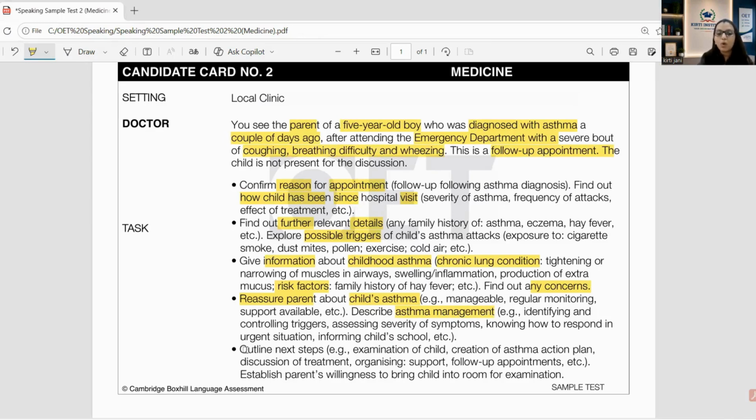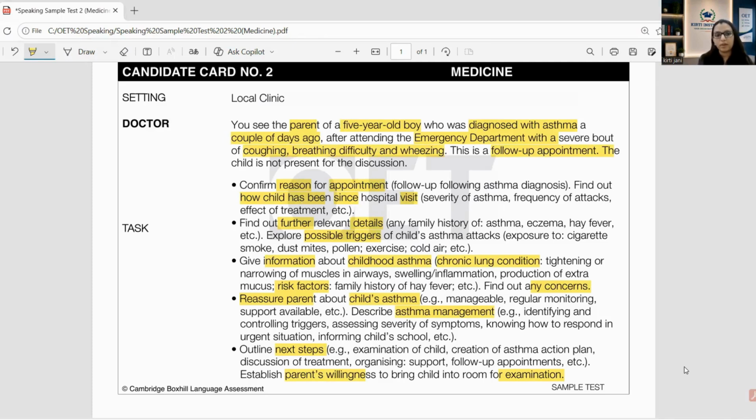The next step is about outlining next steps. So this point is about next steps. You will just say to the parent what next you are going to do. Examination of child, creation of asthma action plan, discussion of treatment, organizing support and follow-up appointments. So this is what you will just inform the parent. And then you will establish the parent's willingness to bring the child into the room for the examination. So here you are taking verbal consent from the parent for the child's examination. You can see that we haven't highlighted everything, only the key features.